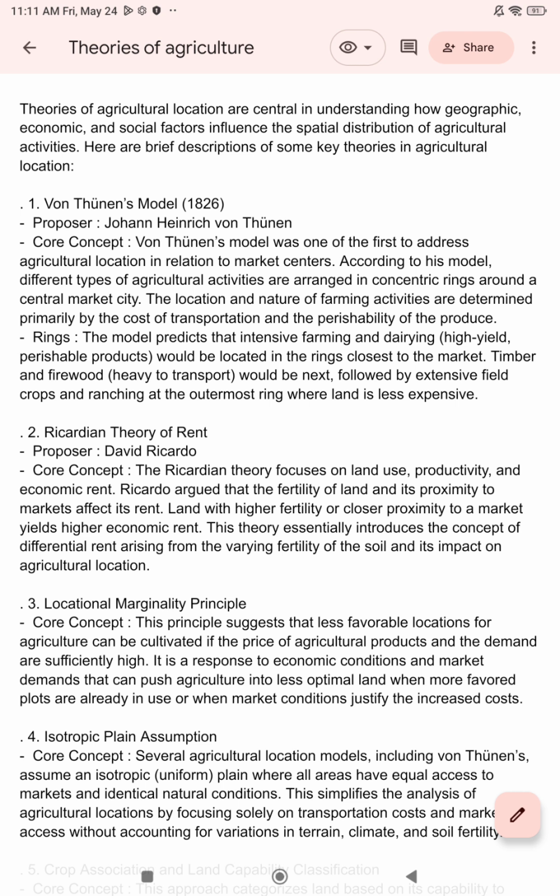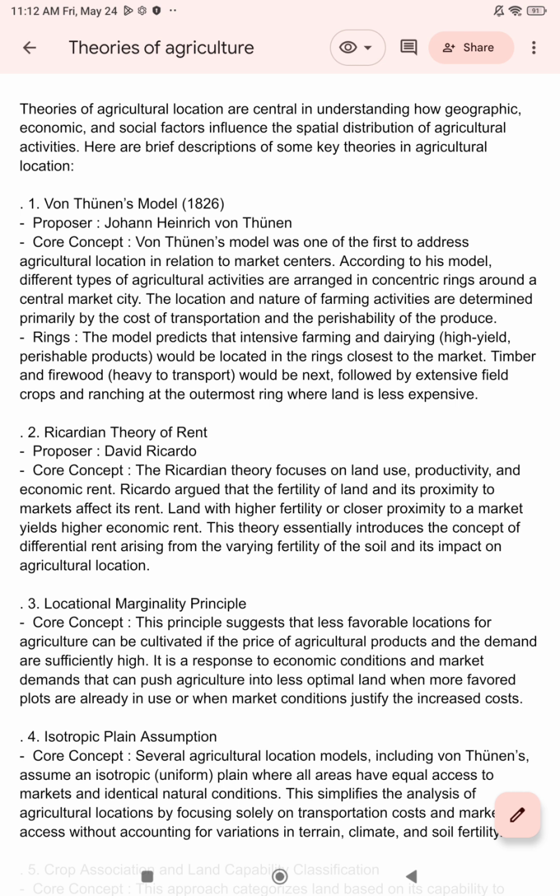It was proposed in 1826. The core concept of this theory is that the agriculture locations are divided in a concentric zonation model. These zones are specifically dedicated to certain types of crops. These zones are concentrated around the central market or the central urban center, and the nearby land area is divided in concentric zones. So the first zone is where the market demand for such goods is high.